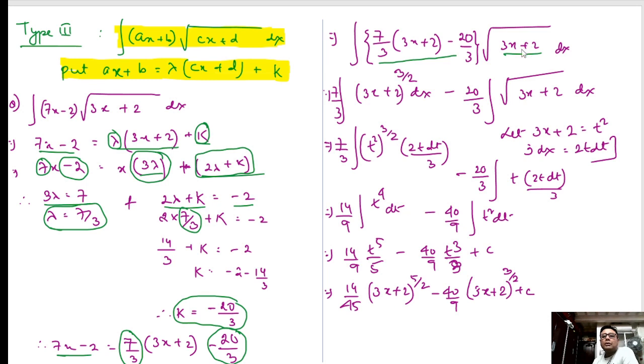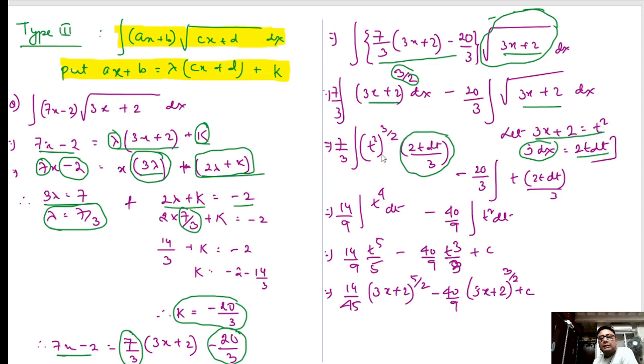Okay. So now what we are doing is, we are just separating it. Okay, so 7 by 3 into this part. So this is 3x plus 2 to the power half into 3x plus 2, which is 3x plus 2 to the power 3 by 2, and then this part separately. So now let us take 3x plus 2 as t square. So this becomes 3dx and it is 2t dt. Okay, so dx will be what? 2 by 3 dt. So here is the dx.